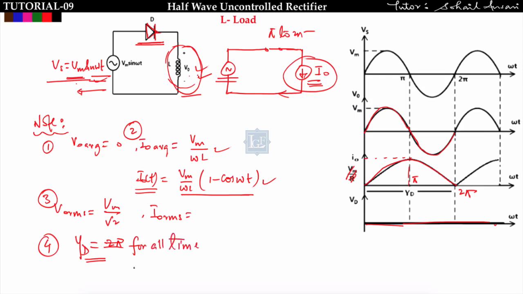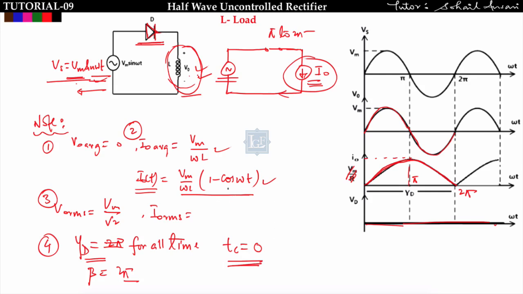Okay, and what is the extension angle? Extension angle is up to what the current we are getting. So current we are getting up to 2 pi in one cycle, that is beta is equal to 2 pi. Okay, circuit turn off time will be 0, because for any time period the diode is not getting reverse biased. Diode is always conducting because of this inductor, purely inductor. So circuit turn off time will be 0.